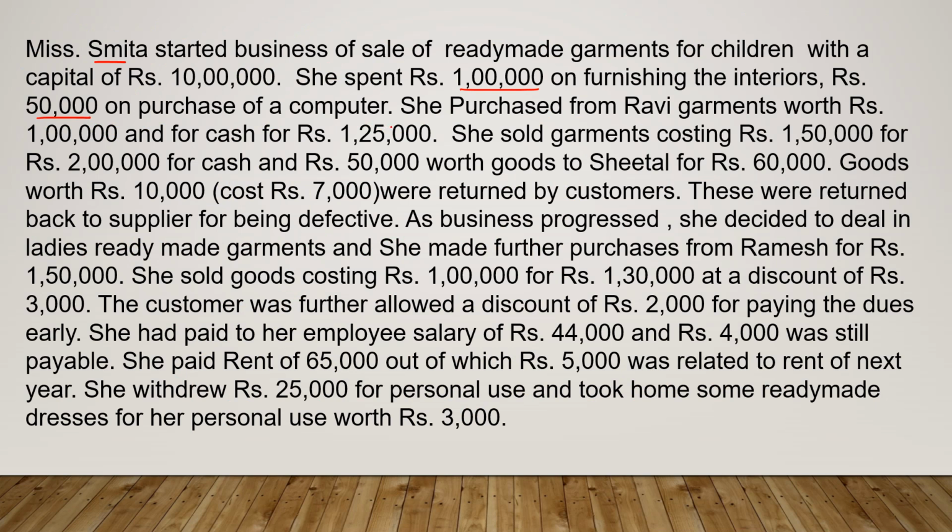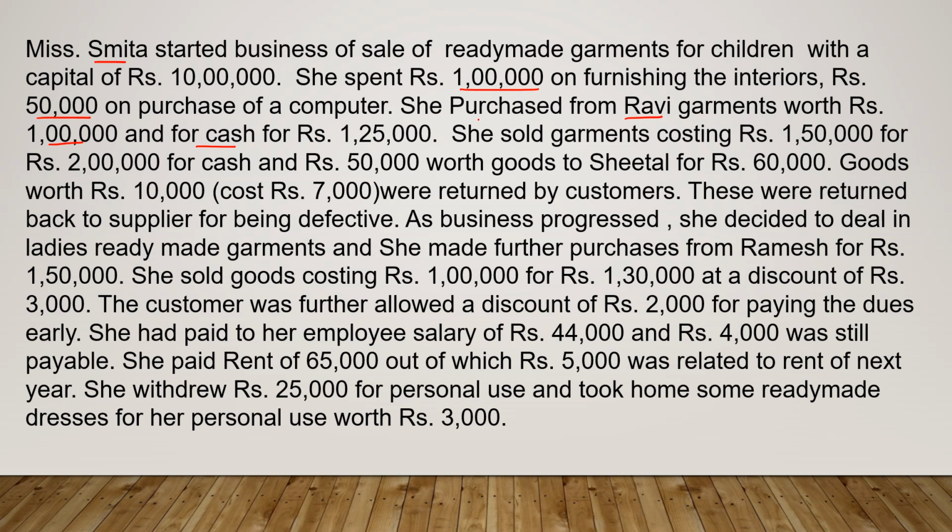What she did after purchasing the assets. She went in and purchased ready-made garments from Ravi. She has started with buying and selling of garments for children. So she went to Ravi, who is maybe a wholesaler or a manufacturer of ready-made garments for children. She went to Ravi and bought garments worth rupees 1 lakh. And for cash, one more purchase she made. She paid cash immediately and purchased 1,25,000.